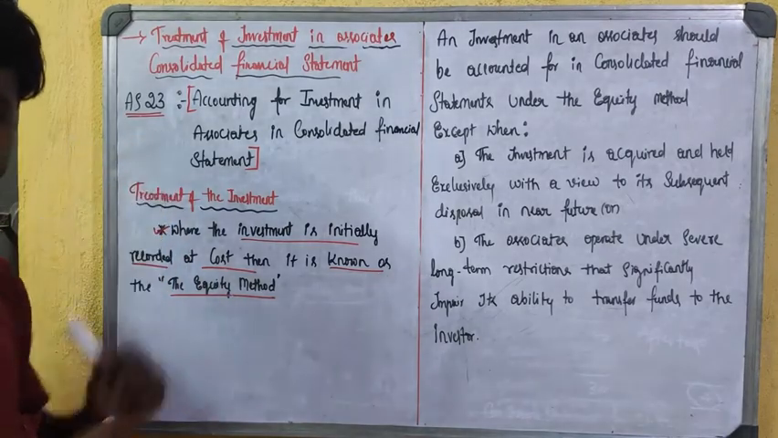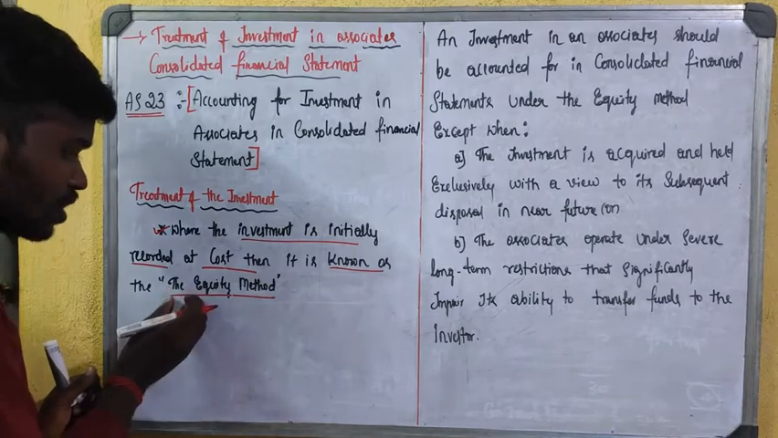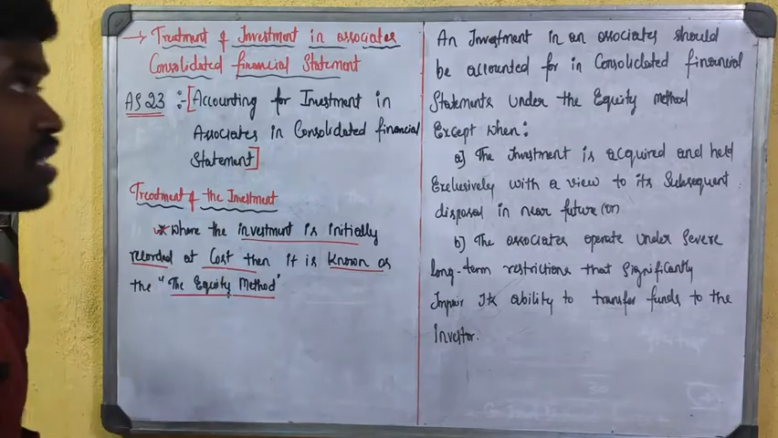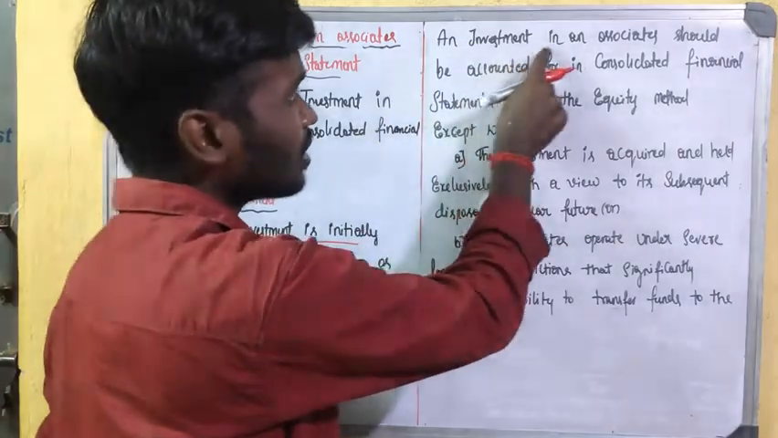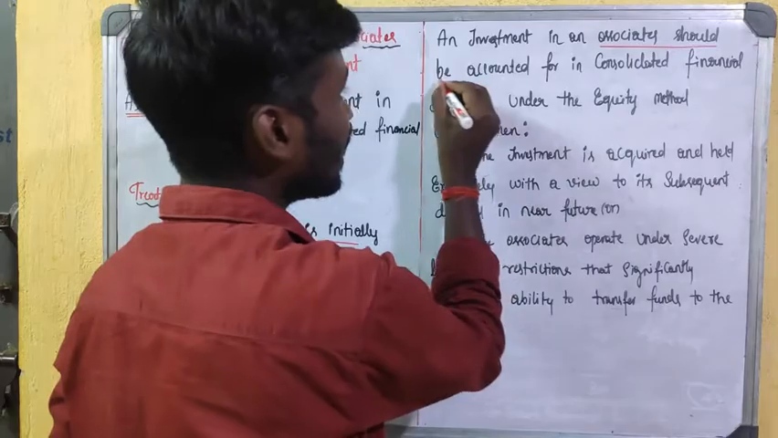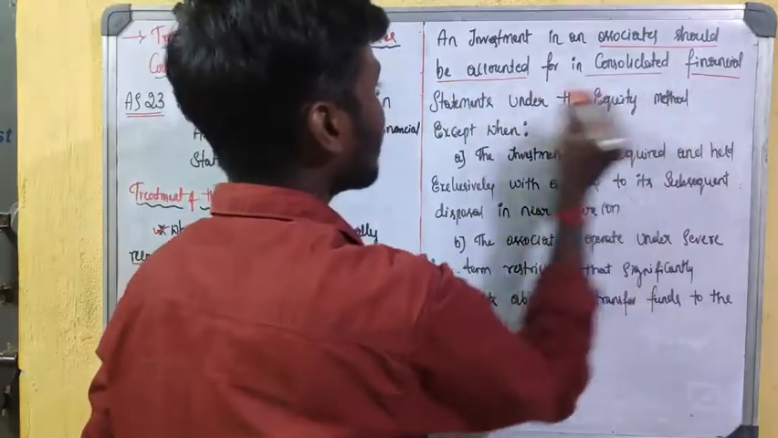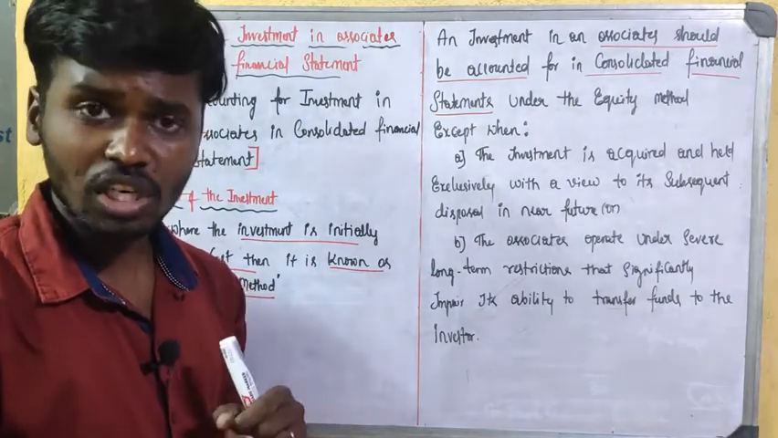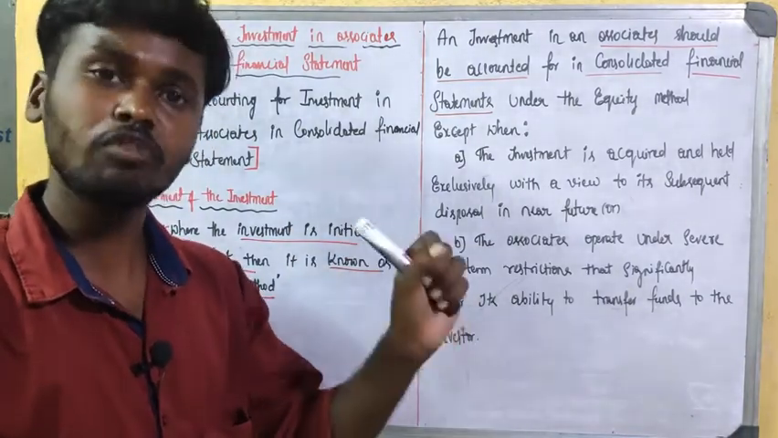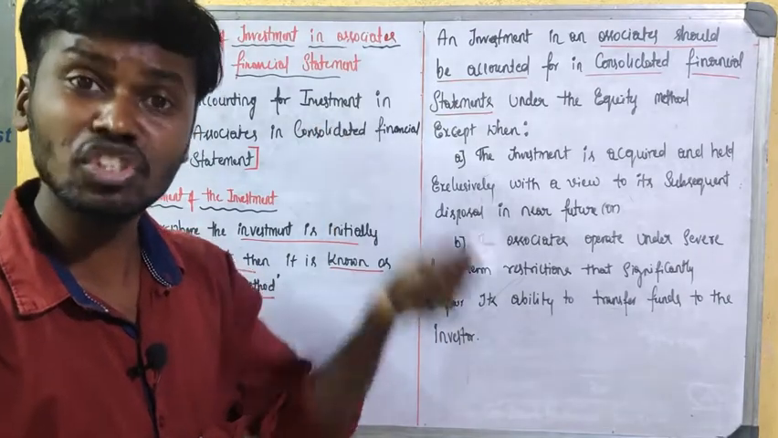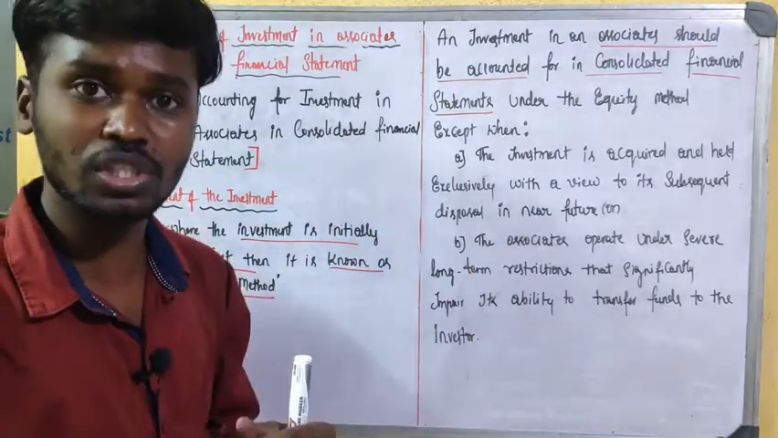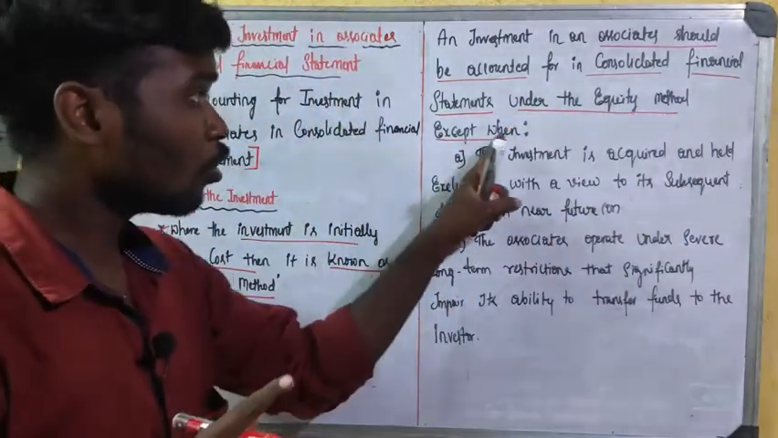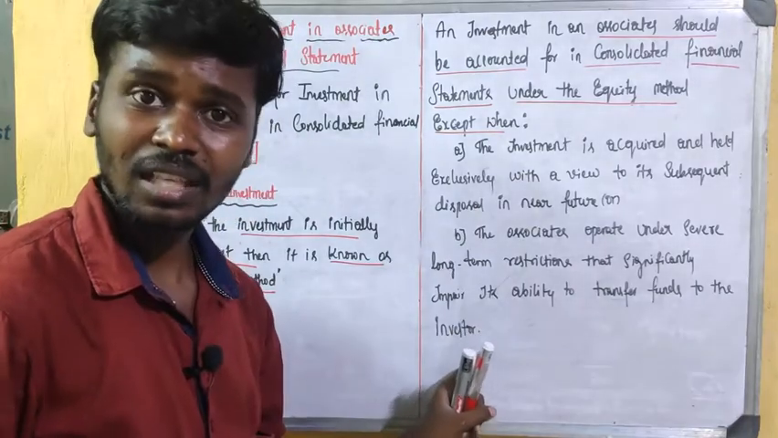That is according to Accounting Standard 23. So related to this equity method, there are exceptional cases and inclusive cases. See, an investment in an associate should be accounted for in the consolidated financial statement. While preparing the consolidated financial statement, we have to consider certain information, conditions and adjustments related to investment in the associate. But there is a condition under the equity method, except when the following two criteria apply, we should not consider it.